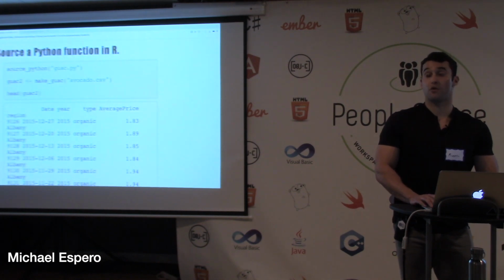So with Reticulate, we can access that Python function using the source_python function. There we pass the name of that Python function as a character string.